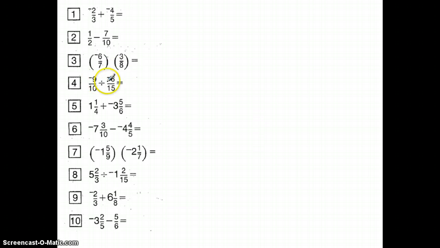All right, now on number 4. So negative 9 tenths divided by negative 6/15. What do you have to do when you're dividing fractions? You got it. Flip what I'm dividing by, then it's easy, multiply. The rule is fine, just invert and multiply. So I keep that first one, negative 9 tenths, times, flip this one over, 15 over negative 6.